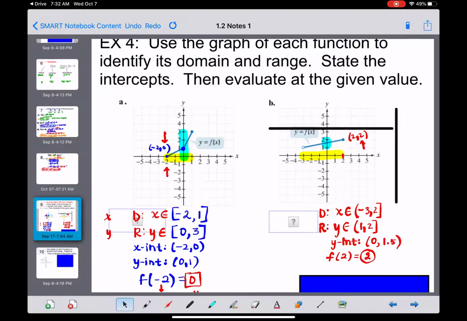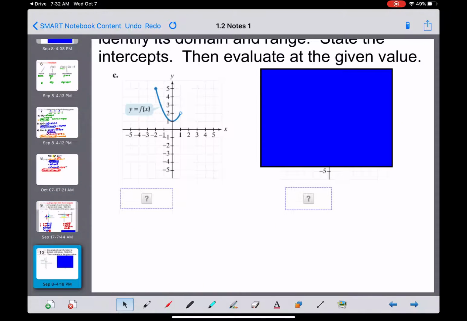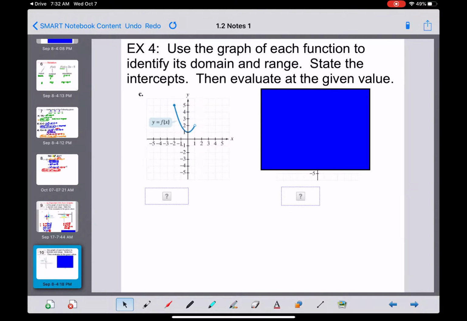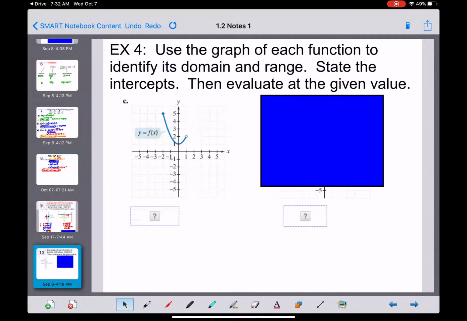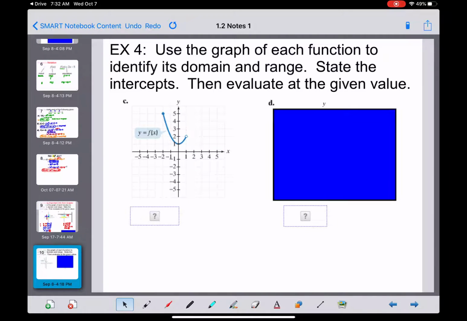Okay, we're going to move on to the last ones. So these might be ones that maybe you want to try on your own. If you're not feeling confident yet, then you can definitely wait to do them, but you should be able to find domain, range, and intercepts, and then I'll give you the value here. So a little different on some of these. So if you're not feeling confident, then definitely follow along here.